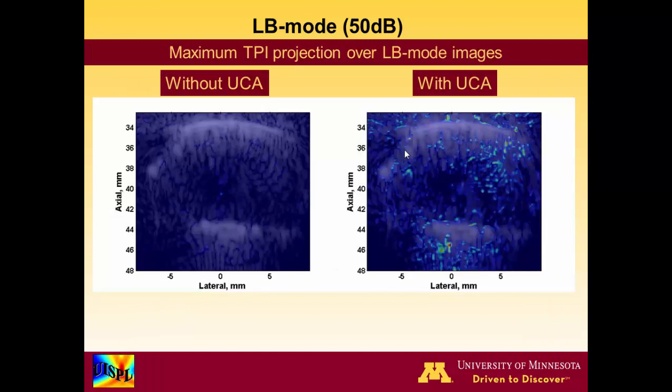And this is a maximum projection of the TPI over the linear beamformed images before and after. To get a sense of the spatial resolution, here we use a 6 dB bandwidth. For this specific location, the spatial resolution is about 250 microns in axial and 350 microns in lateral.